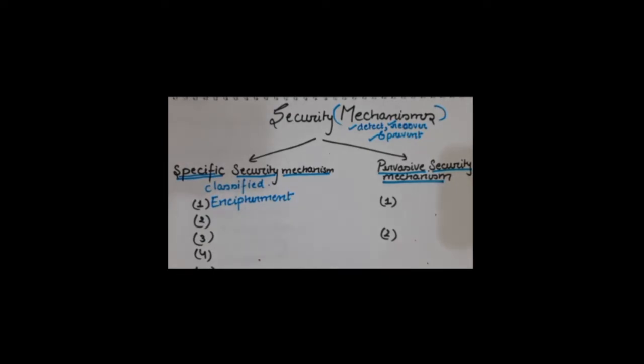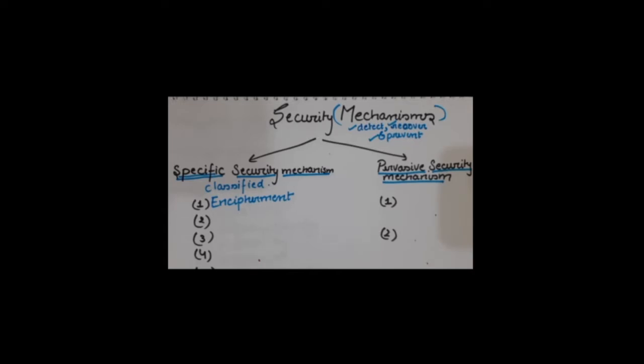Now, what do you mean by encipherment? Encipherment is the use of mathematical algorithm. I hope you understand what is algorithm. You've already gone through the algos, different algos. Algorithm is the set of steps for executing a program. So encipherment is the use of mathematical algorithm to transform plain data into a form that nobody can understand.